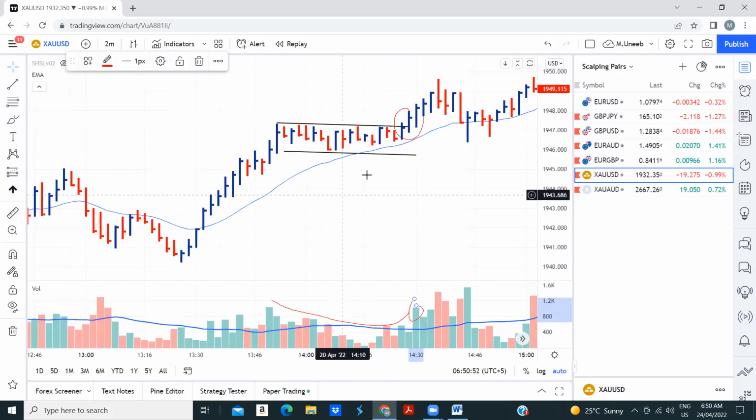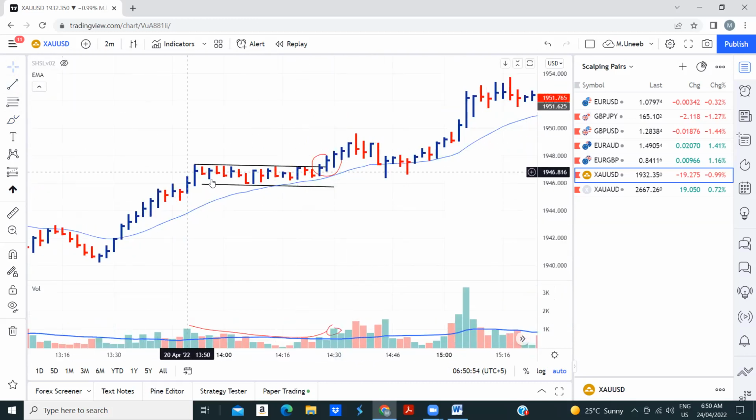So this pattern, many people will think, okay, maybe this is distribution. Many people are waiting for the market to reverse from here. There is no point in thinking the market will reverse. By seeing this volume, we should know that the market will go up.